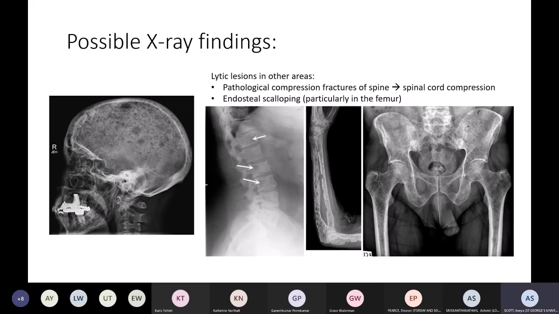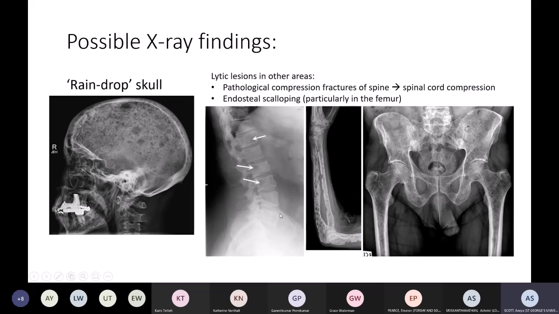Ooh, I think it's not actually. Ooh, that is one though. It's not the one I had in mind, and that is definitely one. It could be. I've got a different name for it. Someone wrote raindrop. Yeah, perfect. I'll look up what pepper pot skull is in a minute. That does come up as well. I can't remember if it's for this or something different. But yeah, raindrop skull. And it's when you have all these round lytic lesions on the skull.